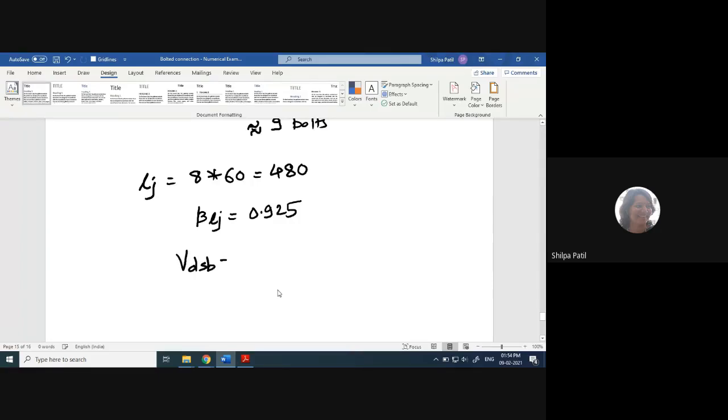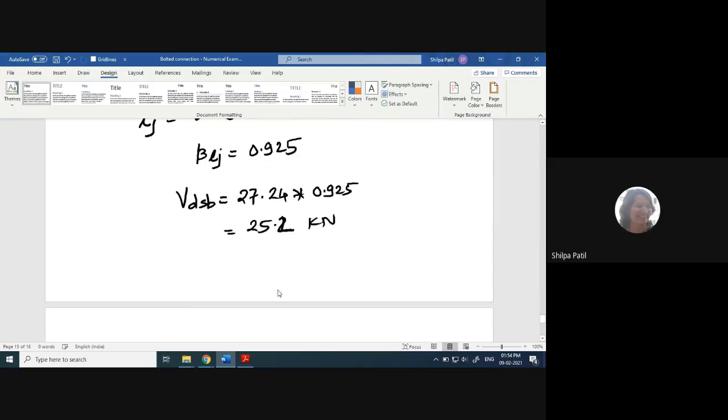So again I have to find out VDSB. This factor we have to apply to the reduced one. What was the earlier reduced value? It was 27 point something, right? 27.24 multiplied by 0.925. So what is this value? 25.197, let us consider 25.2.